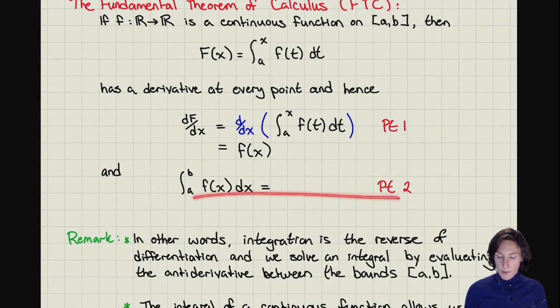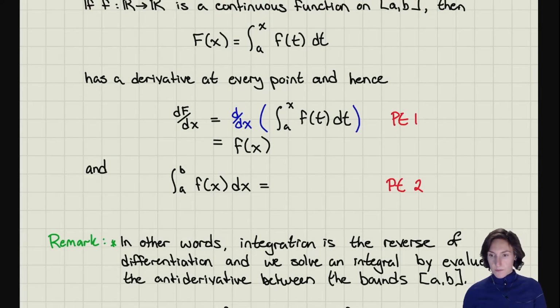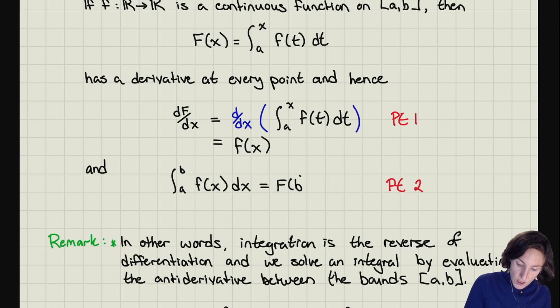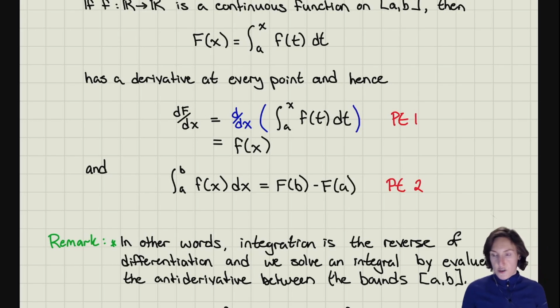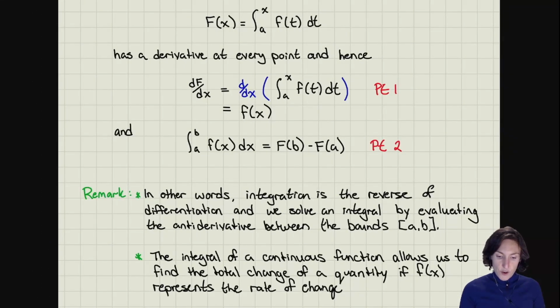And then the second statement we actually already gave, it tells us how to evaluate an actual integral. So we would find its antiderivative, capital F of x, and then we would first evaluate it at the top bound or limit of integration, b, and then we would subtract it from the lower limit or bound of integration. Okay, so the first part tells us that integration is the reverse of differentiation. And then we also know how to solve an integral by evaluating its antiderivative between the bounds a to b.